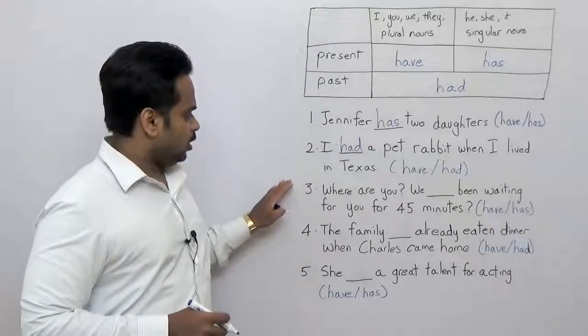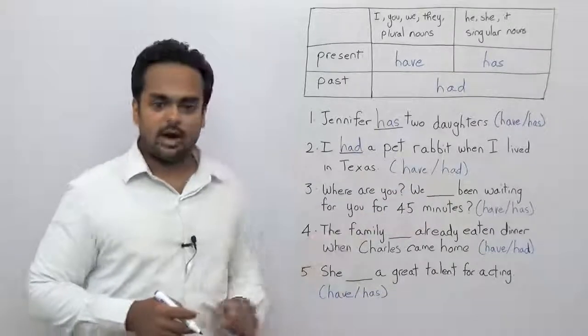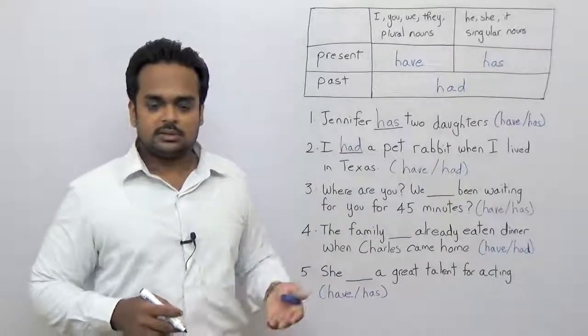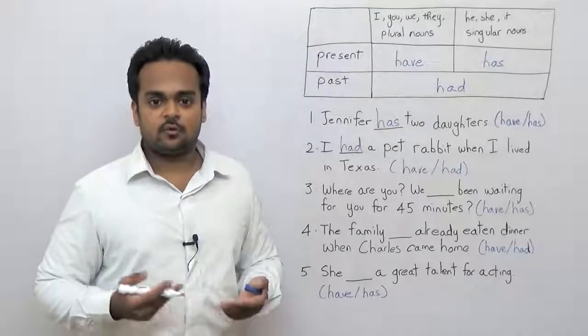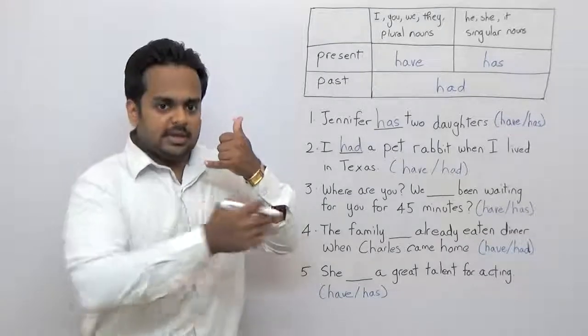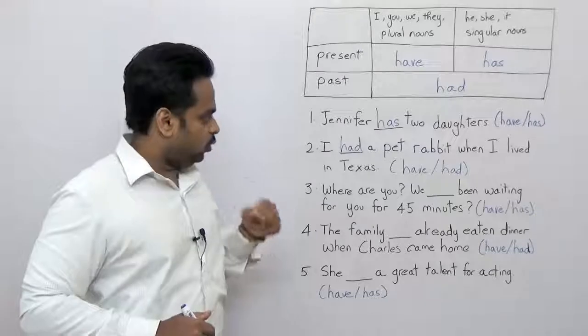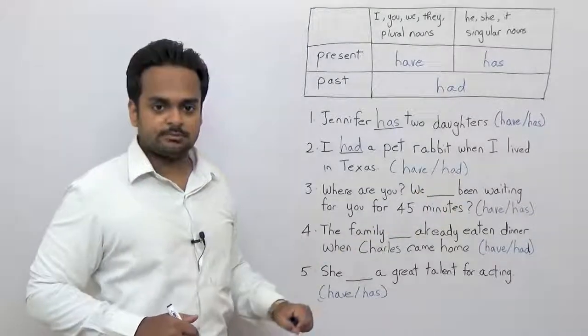Number 3, where are you? We blank been waiting for you for 45 minutes. This is something that you might say to a friend on the phone. Hey, where are you? We have been waiting for you for a long time, for 45 minutes. So would you say have or has?